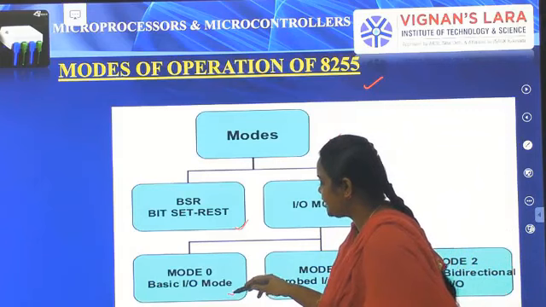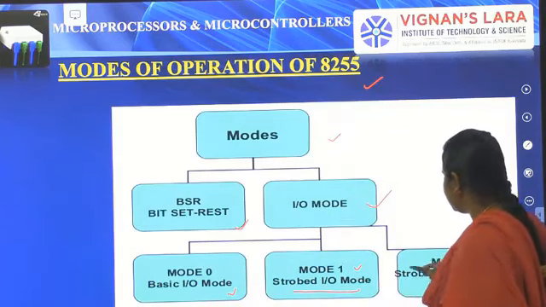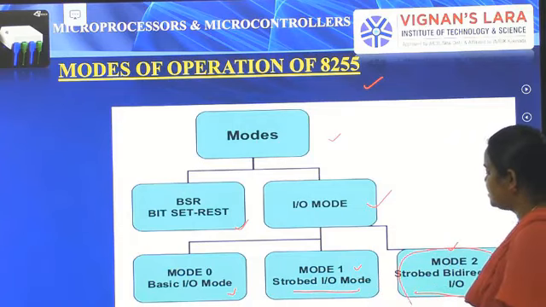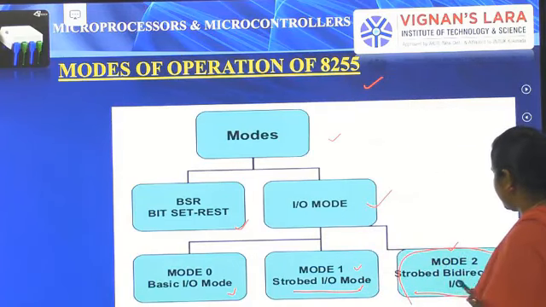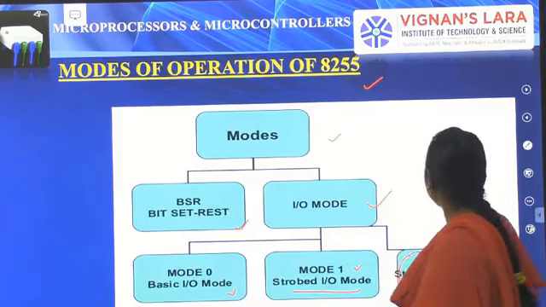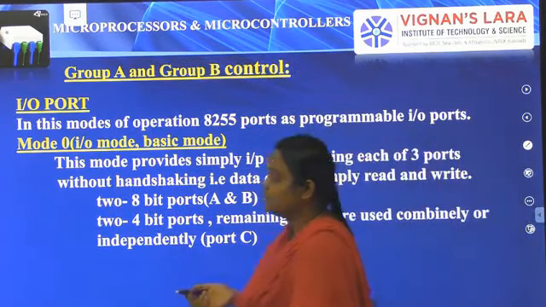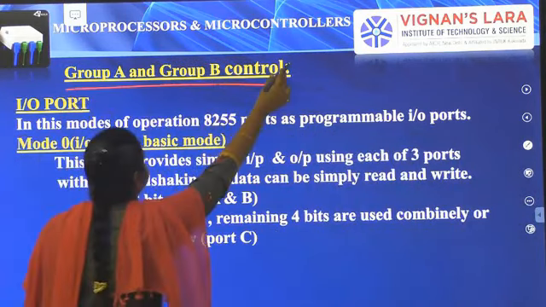Mode 0 is basic input and output. Mode 1 is strobed input and output. Mode 2 is strobed bidirectional input output. That is, strobed input and output, and bidirectional input and output, and basic input and output. Coming to these operations, we have an input output port. In this mode, group A and group B control.